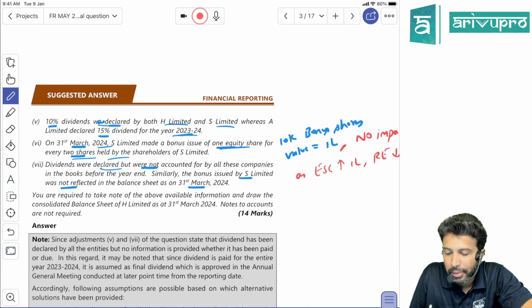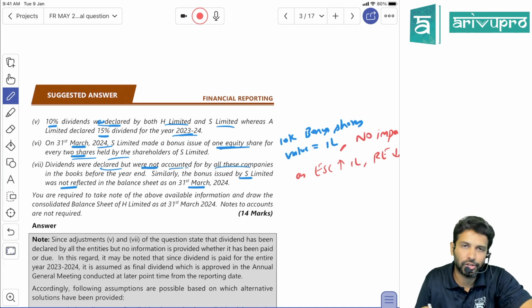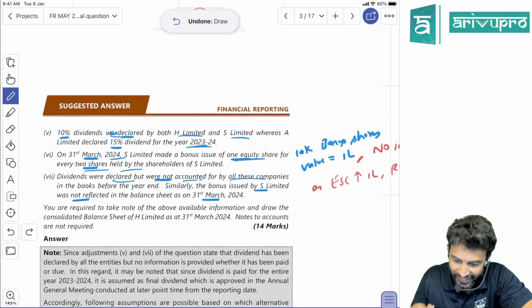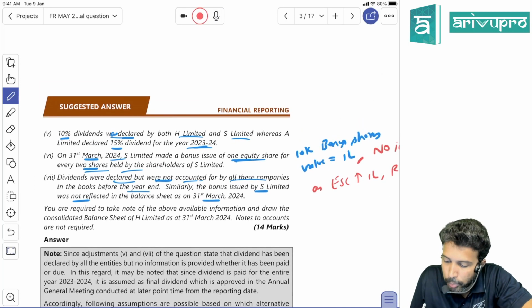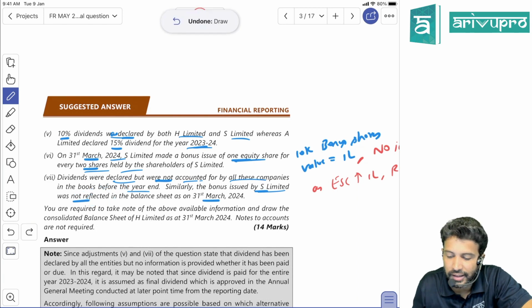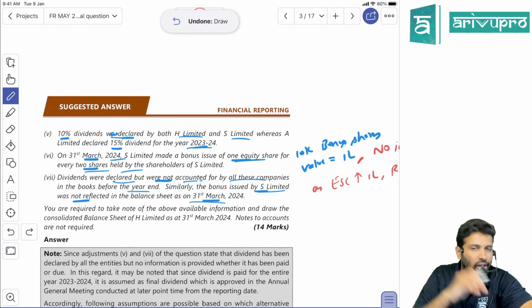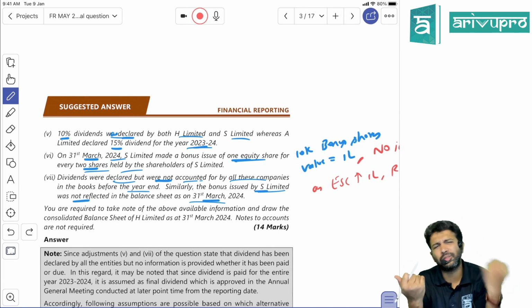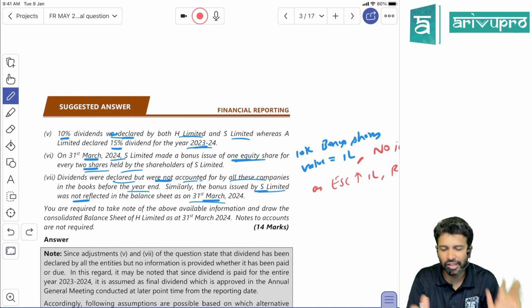Dividends were declared, but were not accounted by all these companies in the books before year end. So dividends are declared, but it is not accounted. Similarly, bonus issued by subsidiary company was not reflected in the balance sheet. So they're saying bonus is not reflected, it's not accounted. Fine, anyway, bonus has no impact that way because retained earnings will reduce, share capital will increase. So this has no impact.